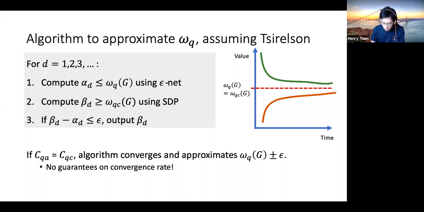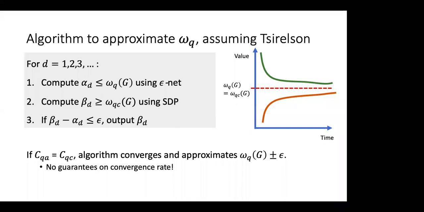So maybe I'll pause here. Are there any questions about this algorithm and why its convergence is implied by Tsirelson's problem? Okay. So I don't have any questions. I'm just waiting to see if anybody's written anything. But yeah, so far so good.